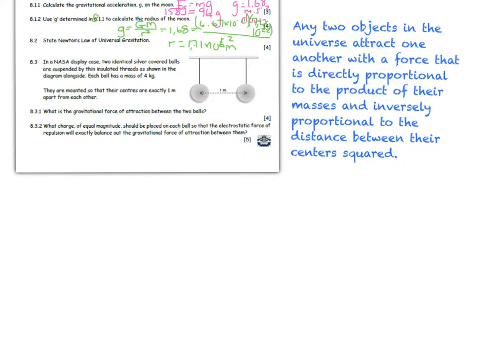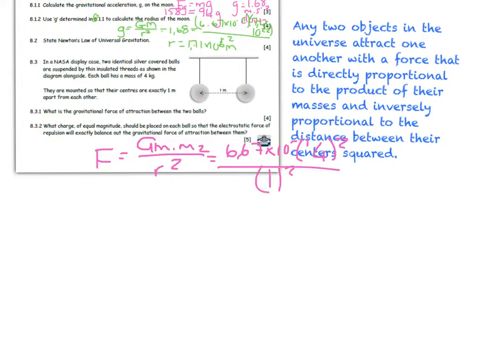This is a real level 2 kind of question. And it's G m1 m2 over r squared, and we land up with 6.67 times 10 to the negative 11. Their masses are 4, square both of those because it's 4 times 4, 1 squared because it's the radius squared, and I get 1.07 times 10 to the negative 9 newtons.